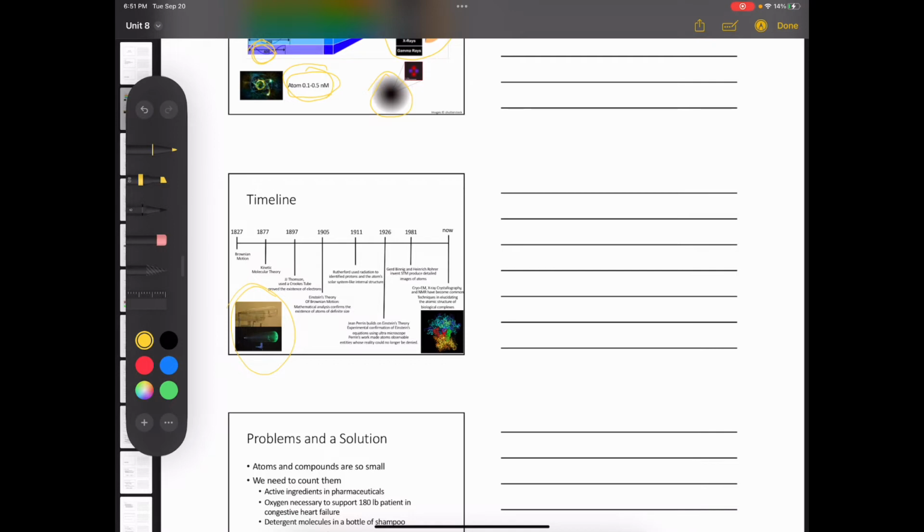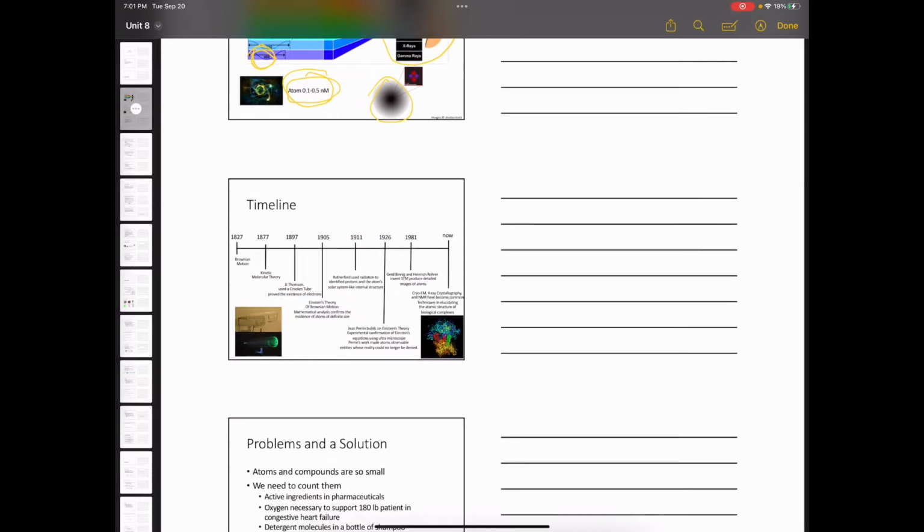And then in 1905, this is the big change here with Einstein's theory, when he proved the existence of atoms and electrons using mathematical equations, which obviously was a breakthrough in 1905. And then in 1911, Rutherford used radiation to identify the protons and neutrons in the atom. That was in 1911.